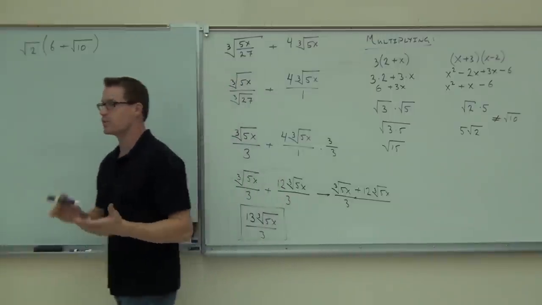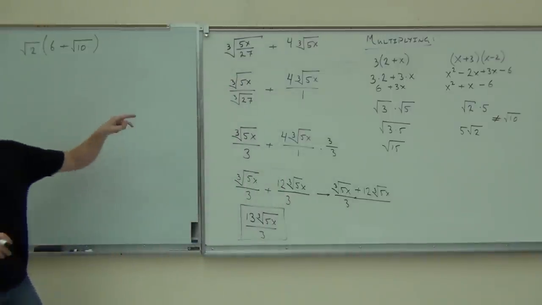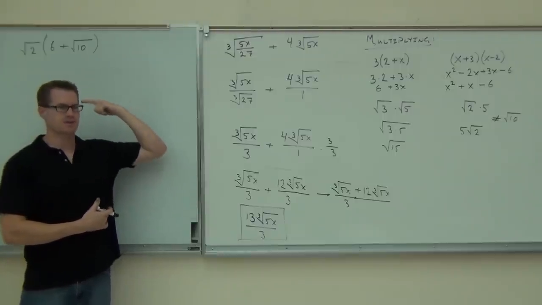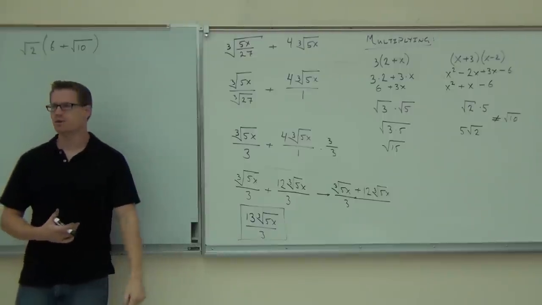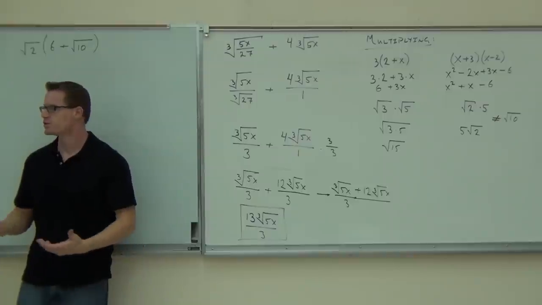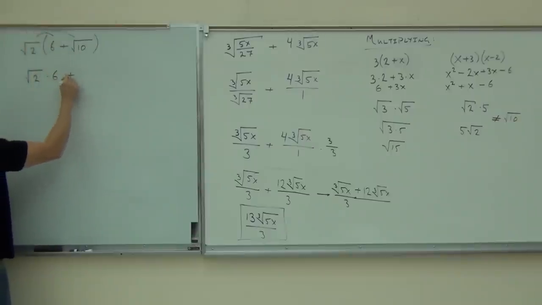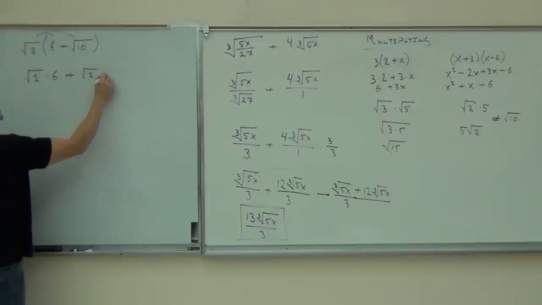A lot of people would give me the square root of 12 if I asked you to do that in your head. Because your head thinks square root of 12, because you're multiplying. That's not what we're doing. What we're actually doing is the square root of 2 times 6 plus, of course, the square root of 2 times the square root of 10.